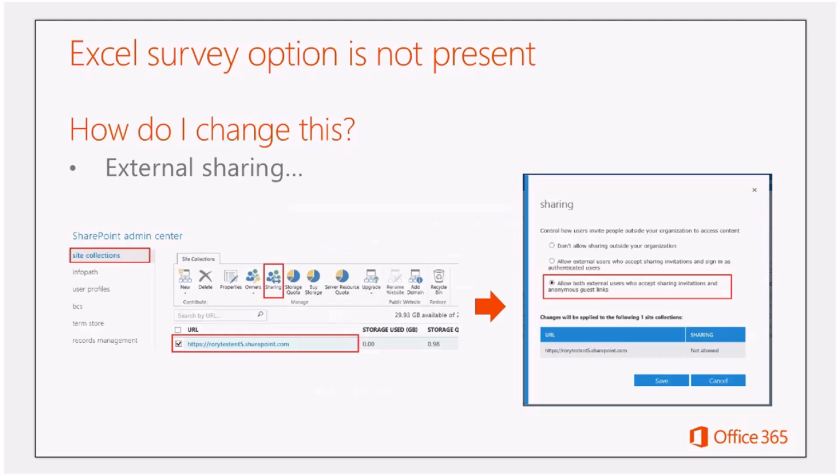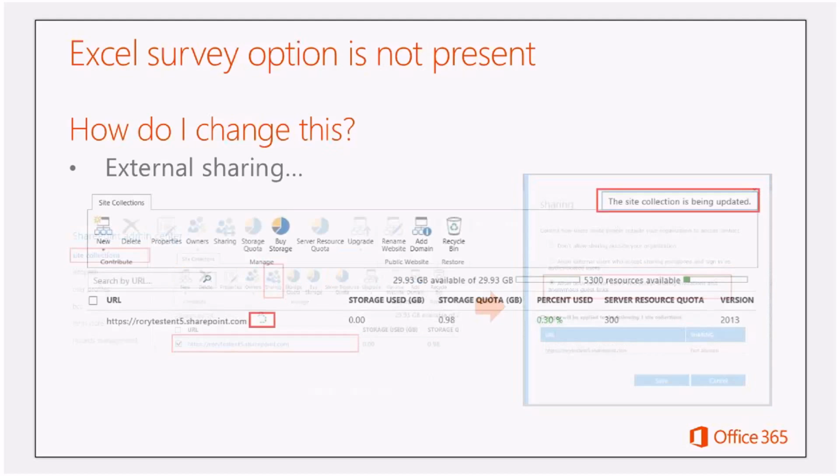Once you've done that, you go back to the site collections. Again, select that affected site collection. Click sharing, and you'll notice that you now have the ability to allow both external users who accept sharing invitations and anonymous guest links. We're not getting that message anymore that sharing is disabled at tenant level settings, so we just went and changed that. Select this and go ahead and click Save.